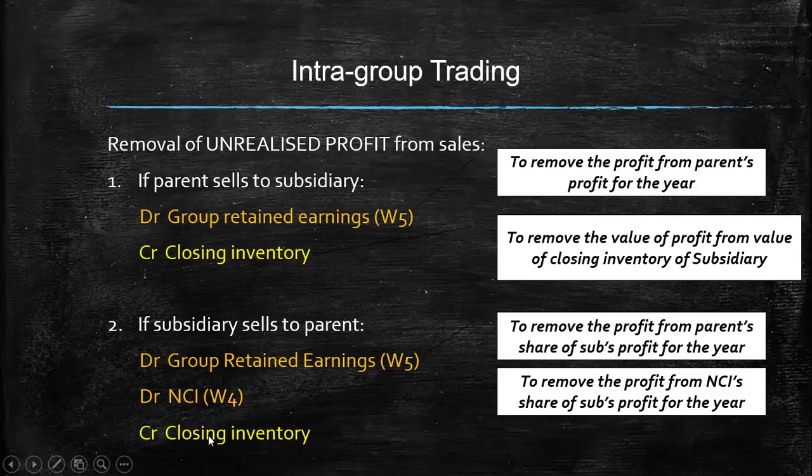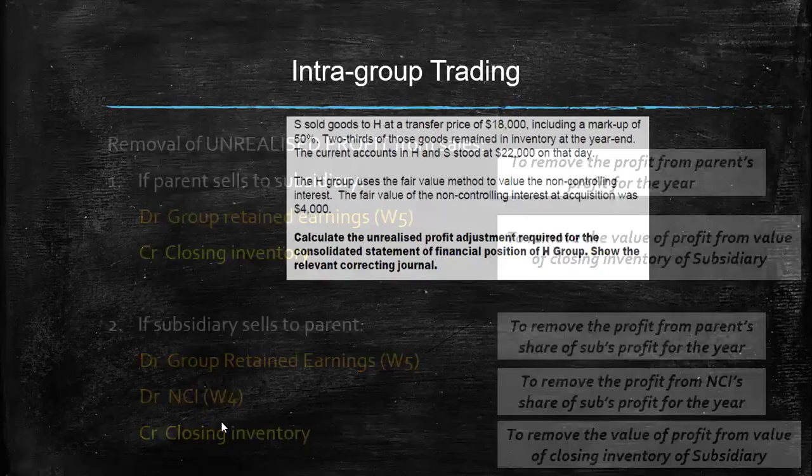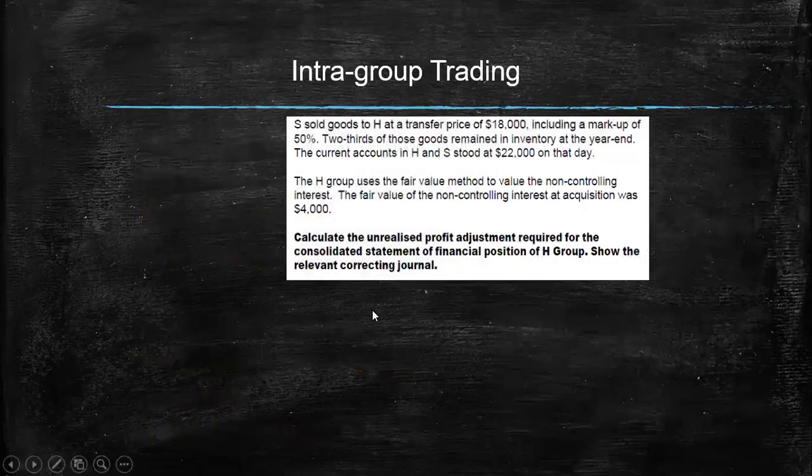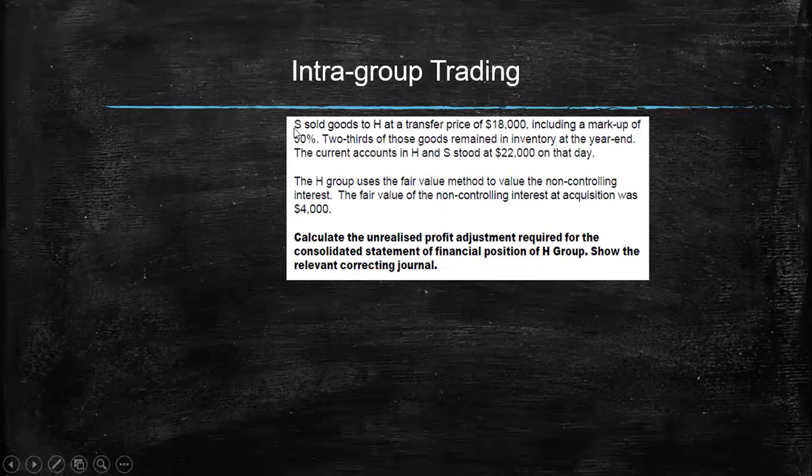So let's do a scenario on this one, a practical question. Here we have S selling goods to H at a transfer price of 18,000, including a markup of 50%. Now, basically, they have given us the selling price here of goods. Transfer price is the price at which parent will sell goods to subsidiary. In this case, I think subsidiary is selling goods to the parent.